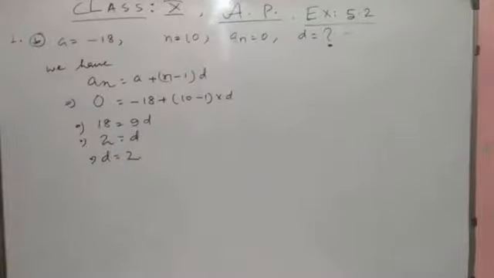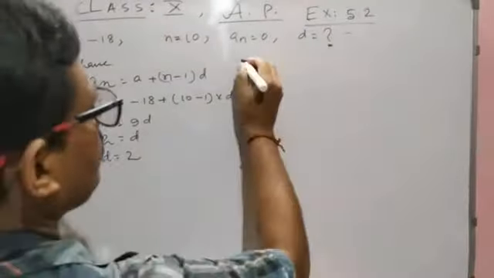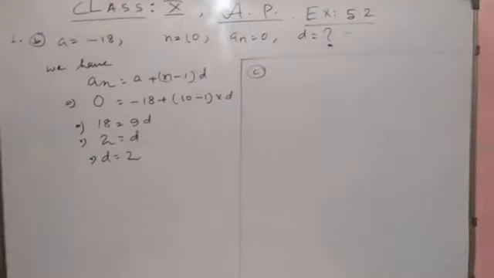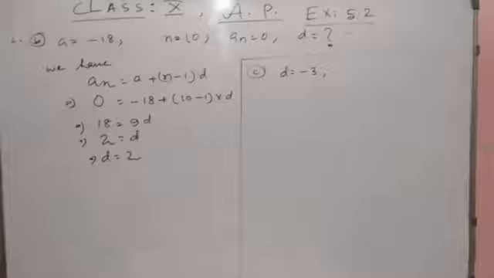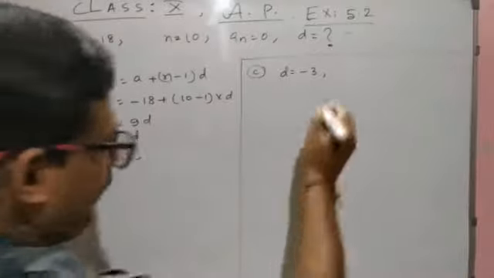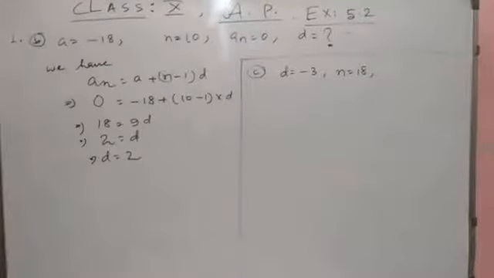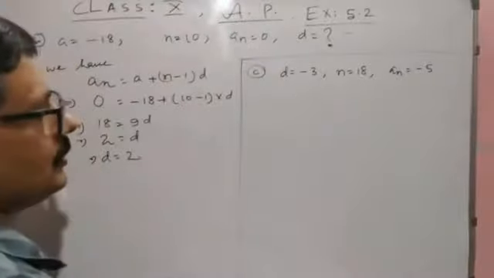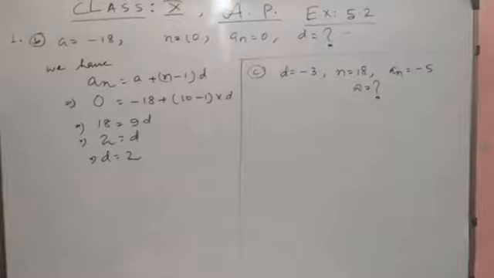Now question number C. In C it is given D equal to minus 3, N equal to 18, and An equal to minus 5. And we have to find A equal to question mark. We need to find A.